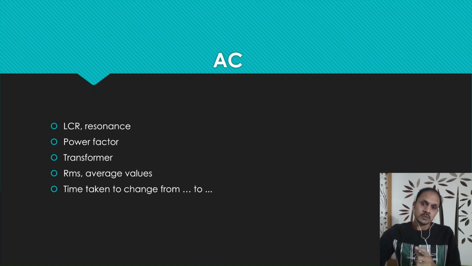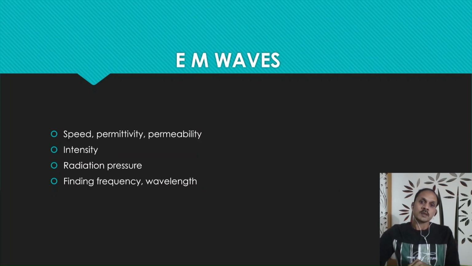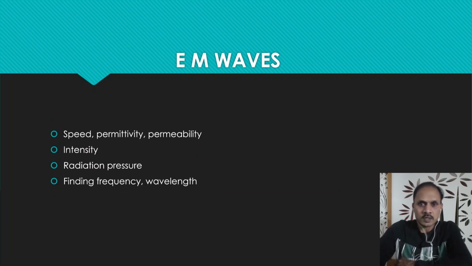Now going to next one, that is EM waves. In EM waves, most of the times theory questions are there in the paper. But along with that, very few times radiation pressure, intensity related, and the relation between mu naught, epsilon naught, and c, these type of questions are asked. So just go through. It takes very less time, so you can just revise this one.